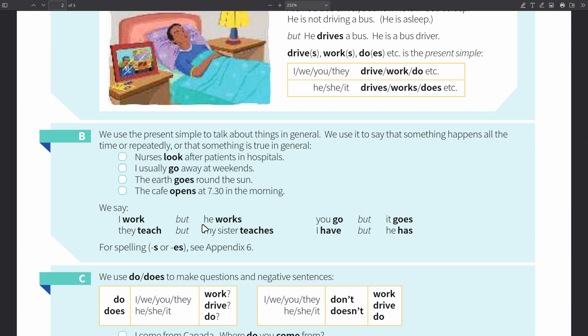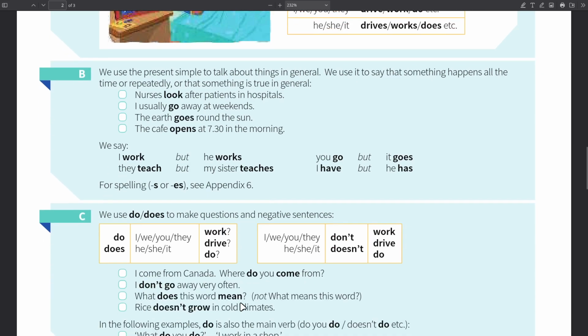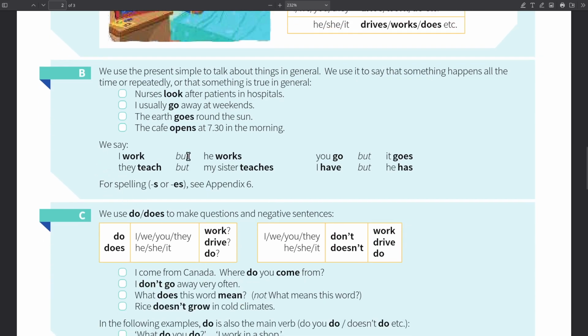Another thing, the cafe opens at 7:30 in the morning, right? We are talking about something that happens all the time or repeatedly. Okay, now we say I work, but he works. So we are coming back again to the fact that we are using the base form of our verb with the first, second, and plural subjects. Okay, in this case we're talking about the first person, I work, but when I say he works, we're talking about the third person.